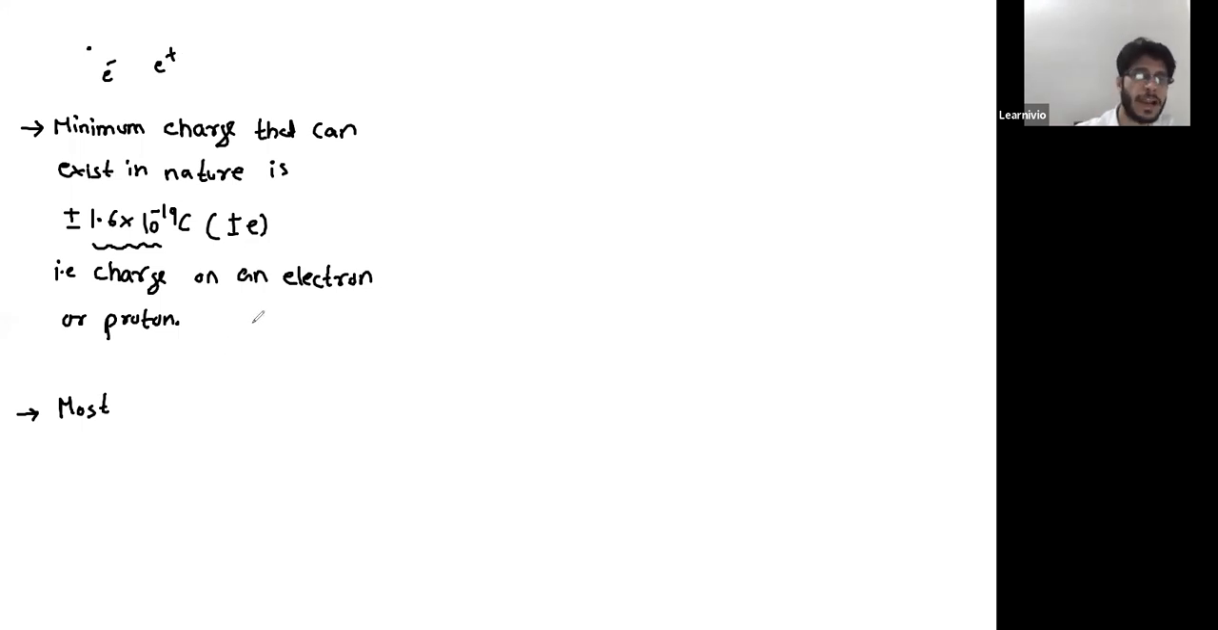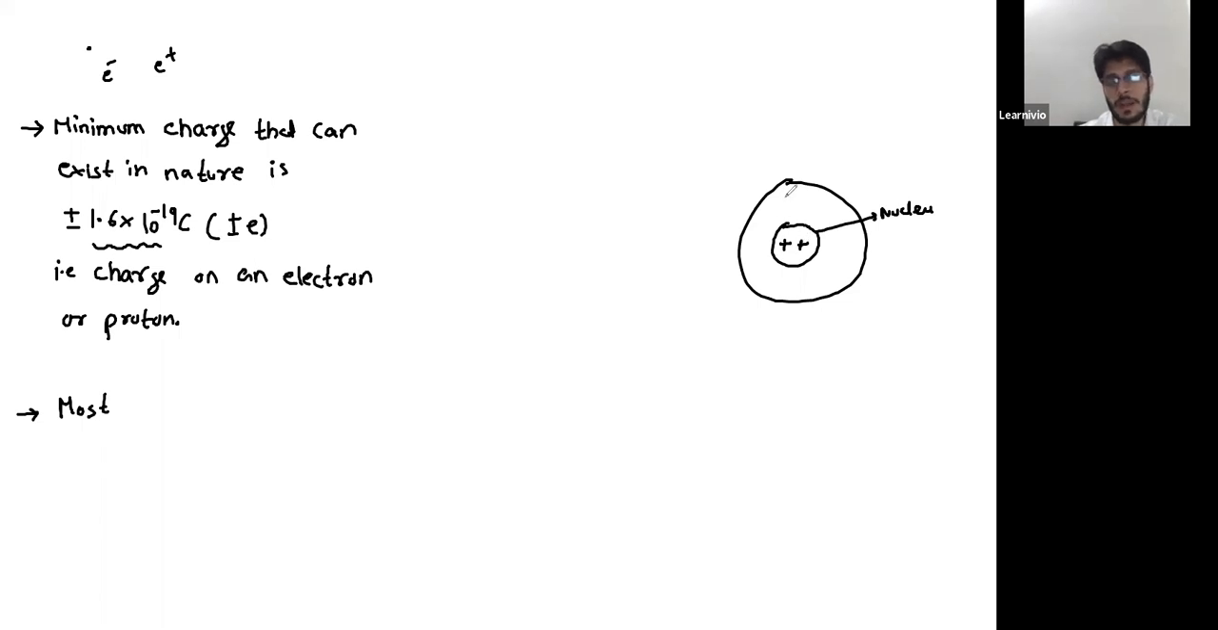So if I take an atom, this atom will have a nucleus. The nucleus will have positively charged protons, and around this nucleus you have 2 electrons. I'm not considering neutrons because neutrons are chargeless. Neutrons don't have any charge. So Jumena, what's the net charge on this atom? Total charge 0. So can I say that this is neutral?